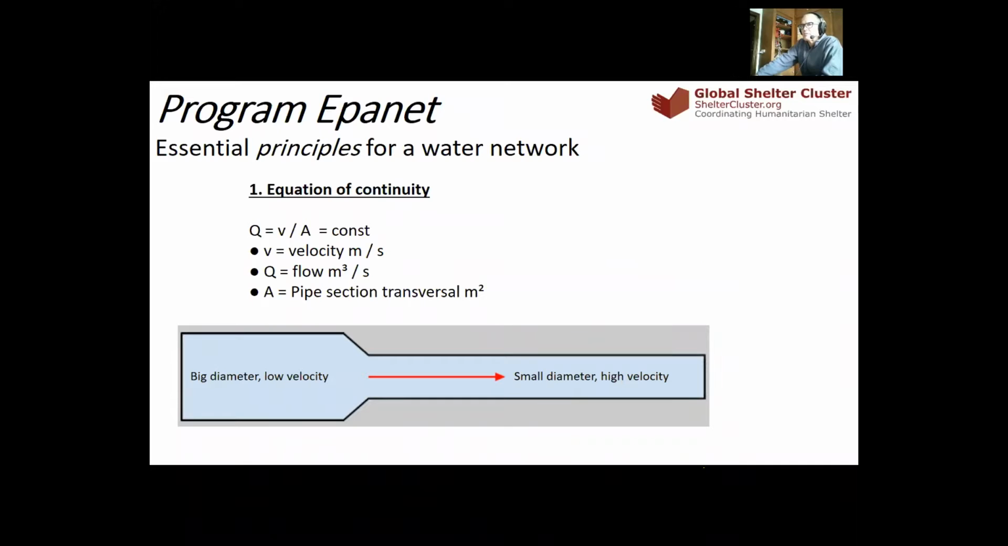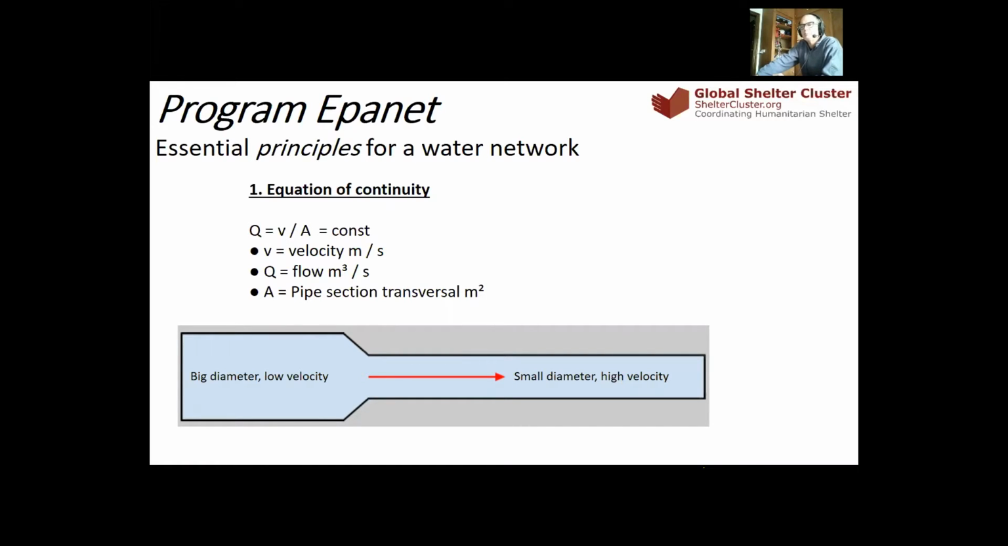So let's speak about the first very important hydraulic consideration. I don't know if all the participants are engineers. That's why I go through these elements very quick. I'm sorry for that, for those people who know what I'm speaking about.